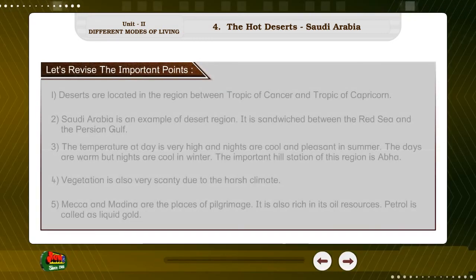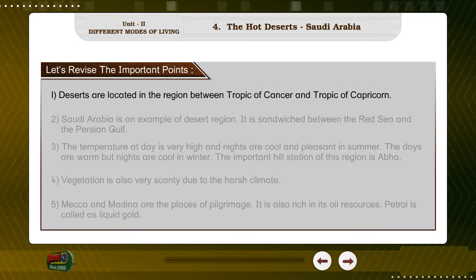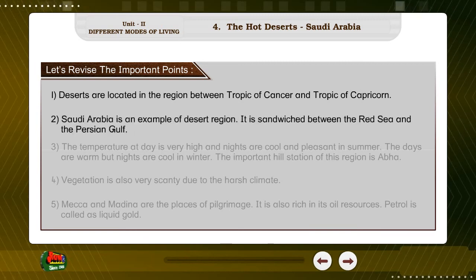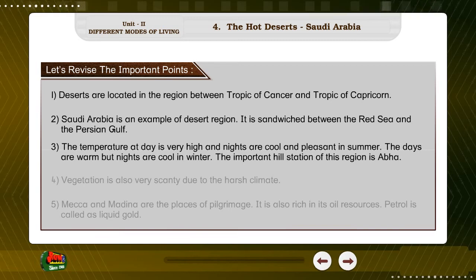Let's revise the important points. 1. Deserts are located in the region between Tropic of Cancer and Tropic of Capricorn. 2. Saudi Arabia is an example of desert region. It is sandwiched between the Red Sea and the Persian Gulf. 3. The temperature at day is very high and nights are cool and pleasant in summer. The days are warm but nights are cool in winter.